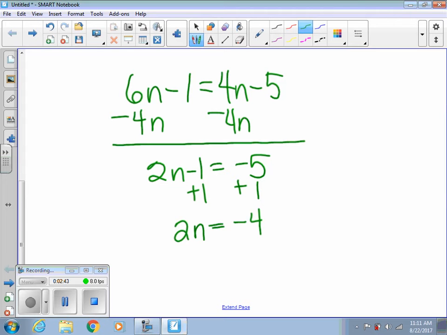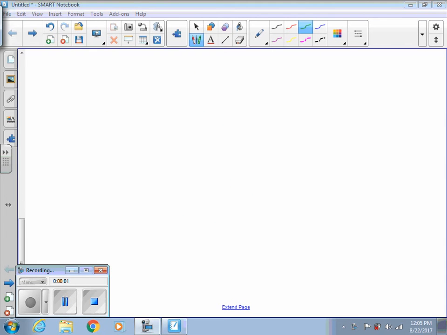And now all I have to do is separate that 2 from the n to solve for n. Multiplication is happening there, so I'm going to divide because that's the opposite operation, and I end up with n equals negative 2.